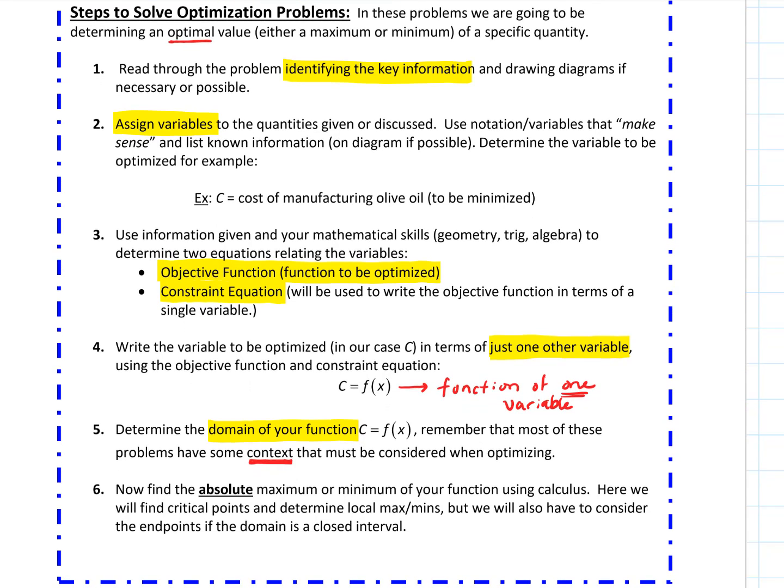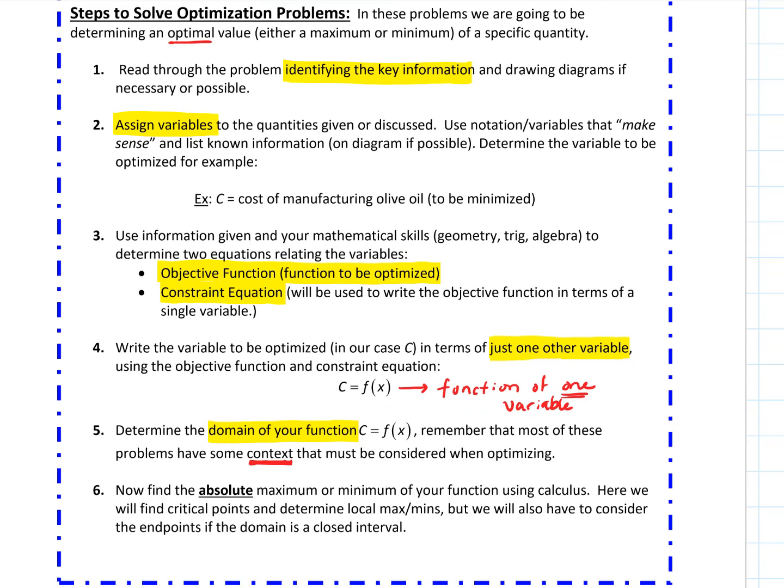And then now that you have a function, this is where we get back into the calculus. So now we're into the calculus. So we get back to the calculus where we actually look and we find the absolute max or minimum. Okay? We use all of our calculus techniques. We take derivatives, find critical points, determine the local maxes and mins.